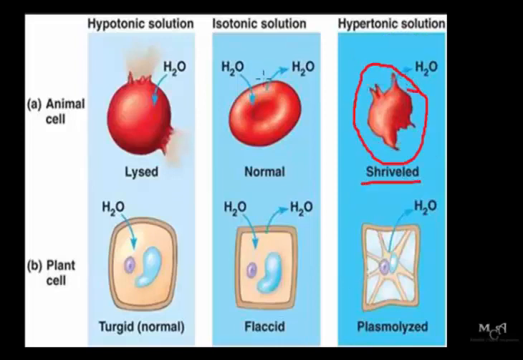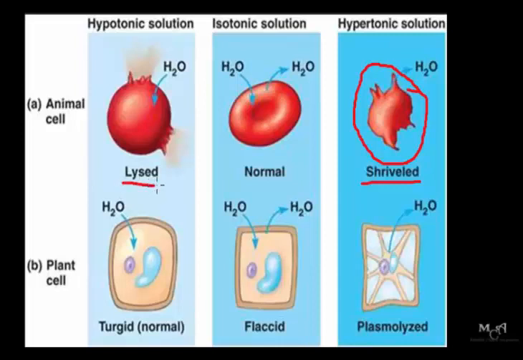It shrivels. But when it is placed in a hypotonic solution, which is a weak solution, the pressure will now become too much, thereby making it rupture. You see it rupturing. That's rupturing the cell membrane.